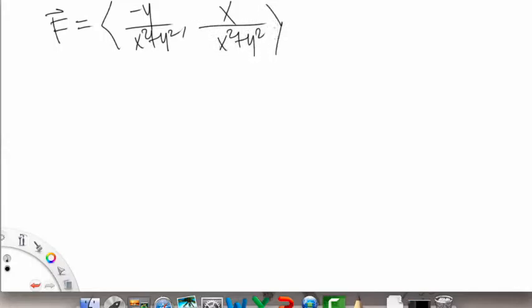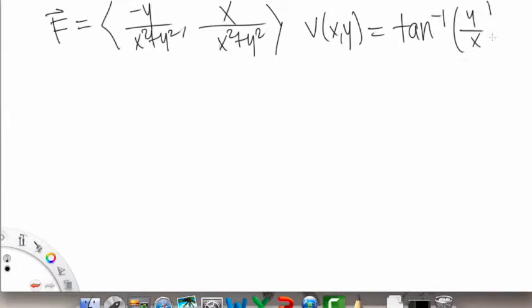So what this is, again, here you're going to see it a lot: minus y over x squared plus y squared, and then x over x squared plus y squared. So this is what it looks like again. And the potential function does exist, and it is the inverse tangent of y over x. If you want to try this, go ahead, by all means. It does work out. If you take the partial of v with respect to x and then the partial of v with respect to y, you'll get these two things.